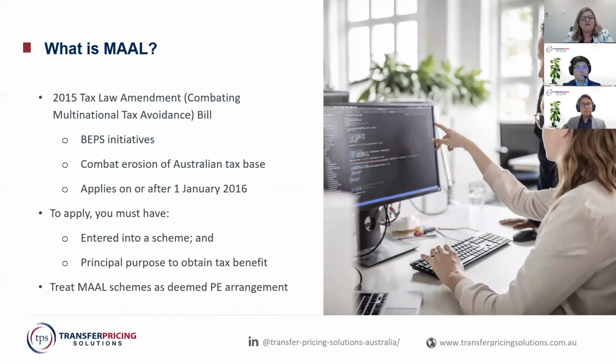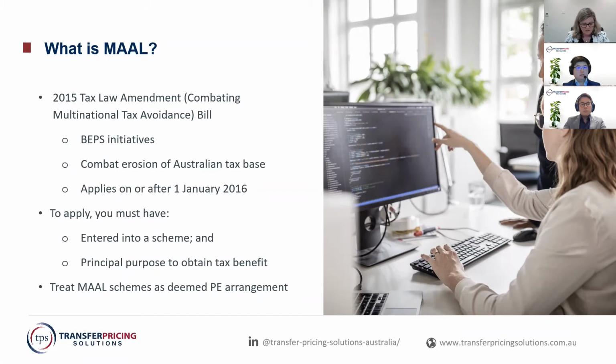So to apply, you must have entered into a scheme. Now, part of the issue with that is that not everyone would have thought it was a scheme when they entered into it. They entered into an arrangement, but for tax reasons, we call that a scheme. And it has to have a principal purpose to obtain a tax benefit. And then what happens is that we tend to treat the MAAL schemes as a deemed PE arrangement.